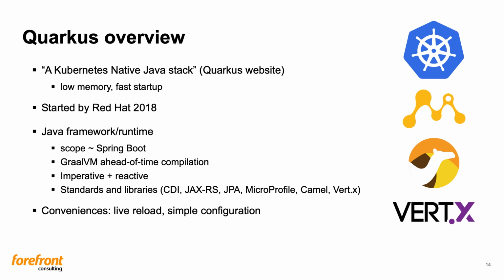But if we then get into Quarkus, what is it for those who haven't heard about it? Well, if you read on the website, the tagline is a Kubernetes native Java stack. And it also says that they have a high focus on a low memory footprint and fast startup times. The project is quite new. It was started by Red Hat in 2018, but it's still been developing at a pretty rapid pace for being this new and had a lot of new features and improvements during that time.